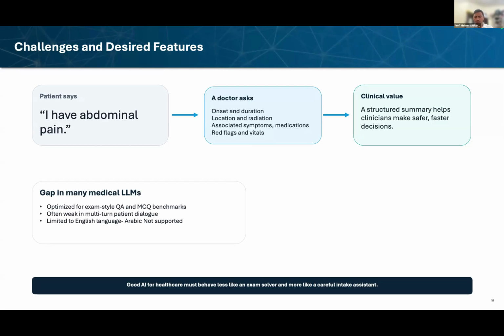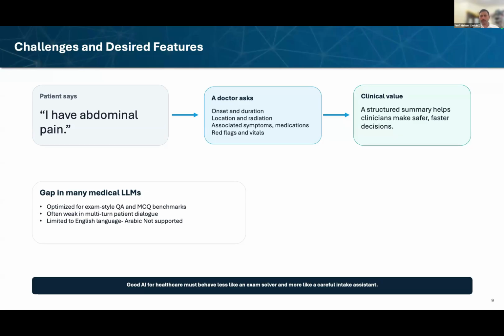However, many of the leading medical LLMs these days, unfortunately, are missing this part. They are just good as a question answering machine, but they lose this ability to have a multi-turn conversation, which is very important for a good quality diagnosis, right?